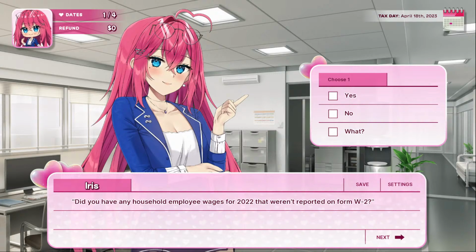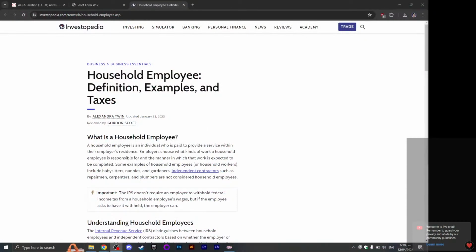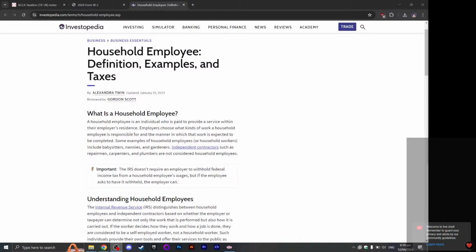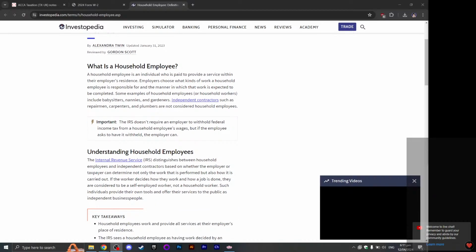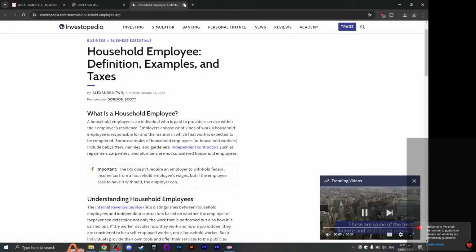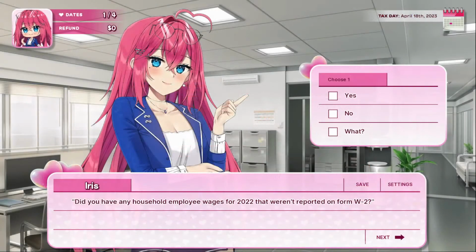Okay, let's put it here. A household employee is an individual who is paid to provide a service within their employer's residence. Employers choose what kinds of work a household employee is responsible for and the manner in which that work is expected to be completed. Some examples of household workers include babysitters, nannies, and gardeners. Independent contractors such as repairmen, carpenters, and plumbers are not considered household employees. Okay. Then I guess no.